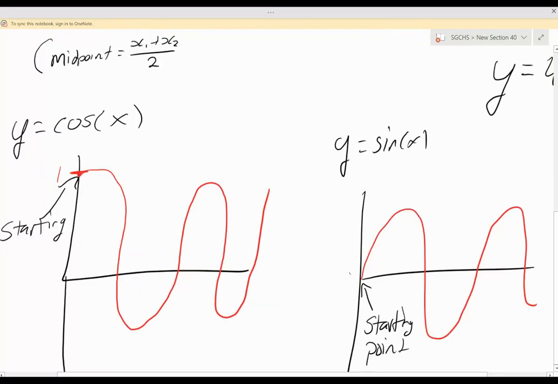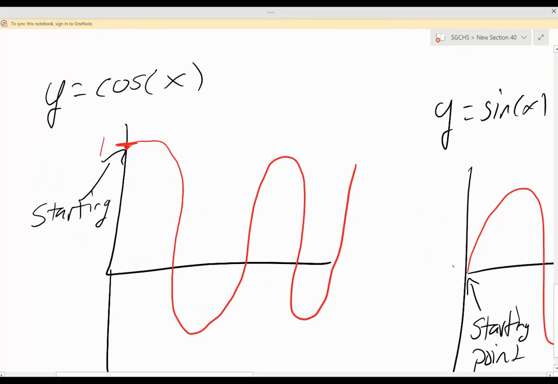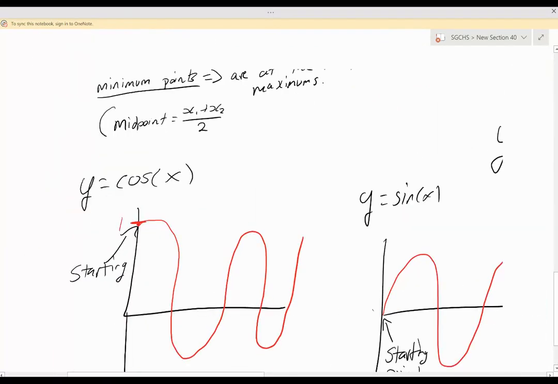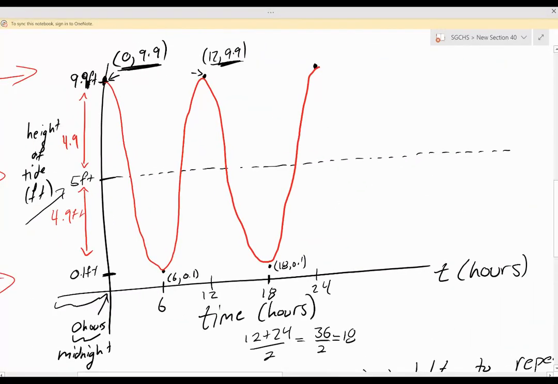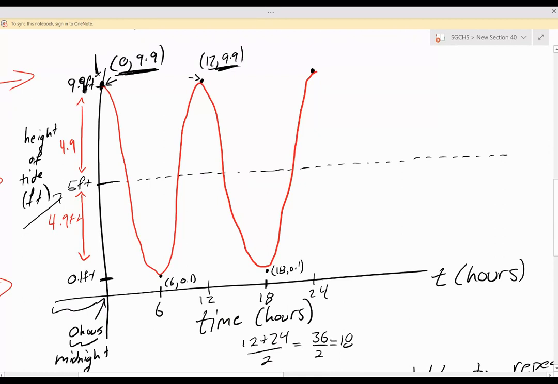Let's first focus on cos x. Remember, cos x's starting point is a maximum. Where did that maximum go? If we look up here, our maximum never actually moved. Our maximum here has stayed, and our y-intercept is still a maximum. We could also use this maximum as a phase shift. We could see it as if cos shifted 12 units to the right.